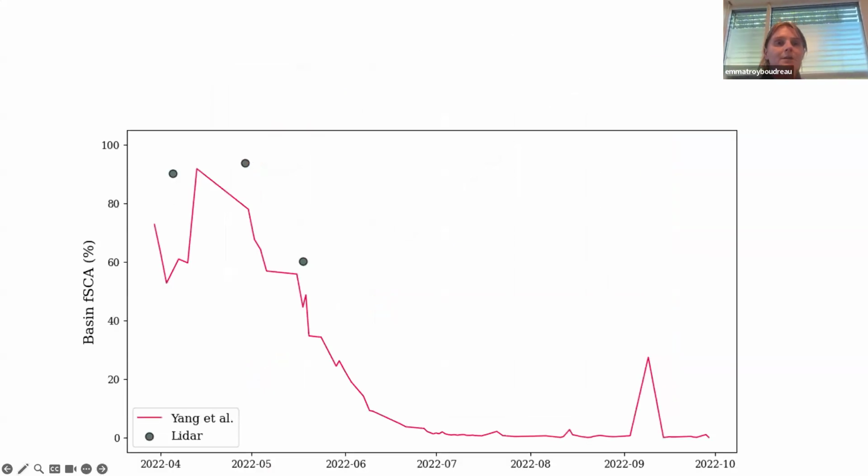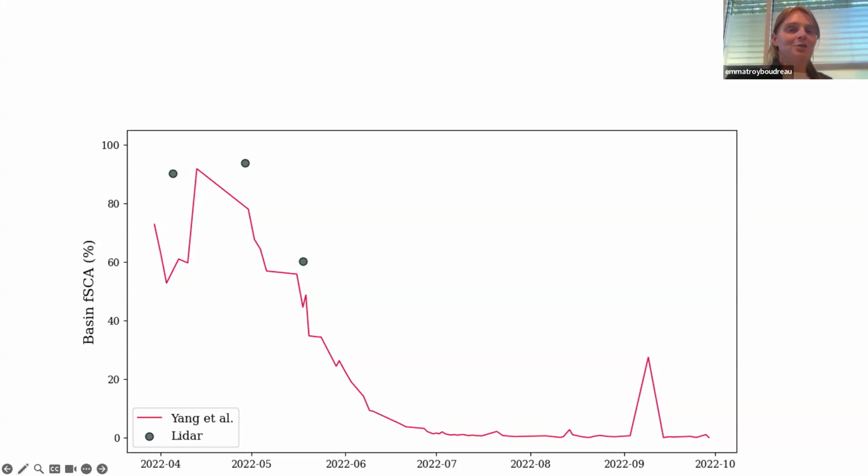And if we want to look at our data, take a step back and look at what's the snow cover throughout the season. We have our LiDARs, these gray dots. That's our truth data set, or as close as we can get to the truth. And the Yang et al. is the simple random forest model that we talked about.